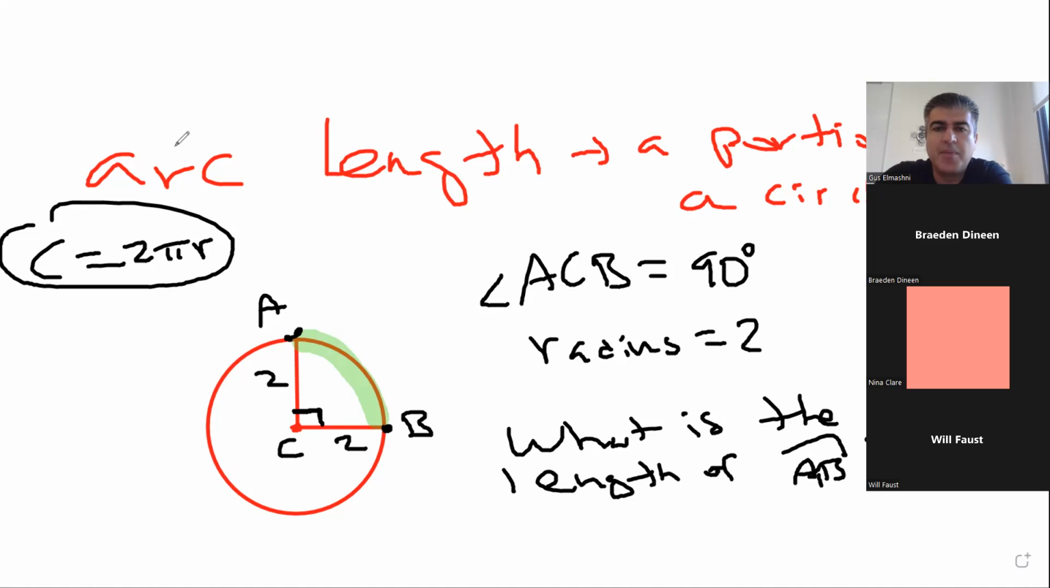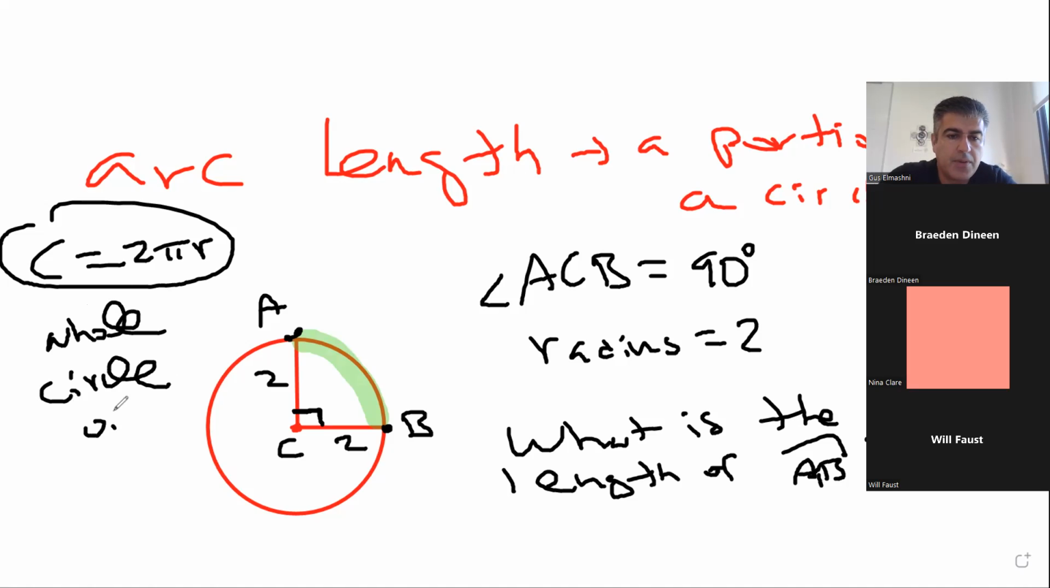Okay, cool. We got a brave soul. It's not 25.12. That would actually be too much. It's not 12.56. That's the circumference actually. The circumference is 12.56. So that's good. The whole thing, the whole circle. Okay, so you're on the right track.